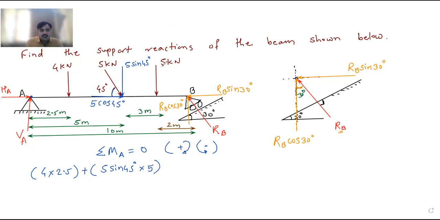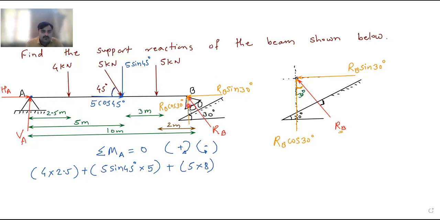Now the next one is this 5 kilonewton. You can see up to this point the distance is 5, from here it is 3. So from point A this total distance is 8 meters. So it is 5 into 8, plus 5 into 8. Then this RB sin 30, I have already told you its moment is 0.